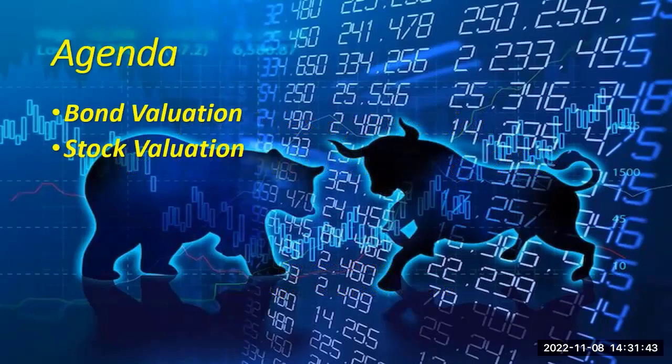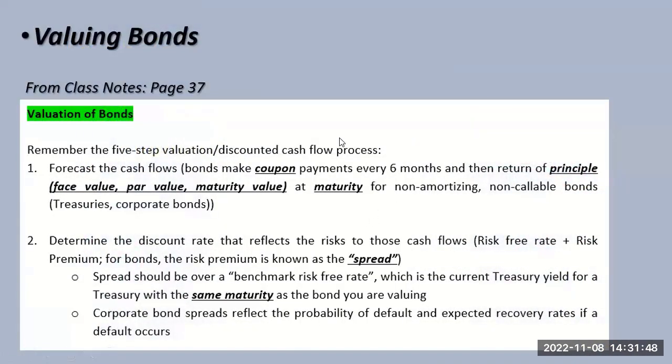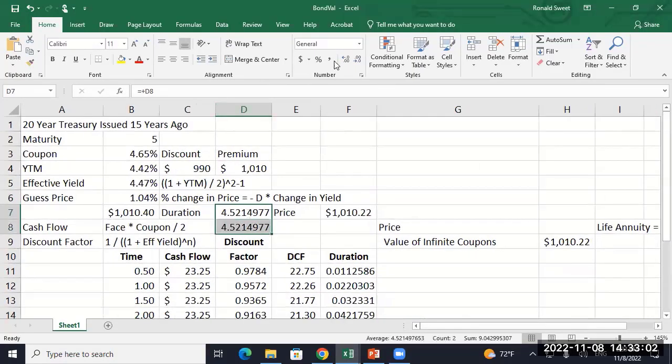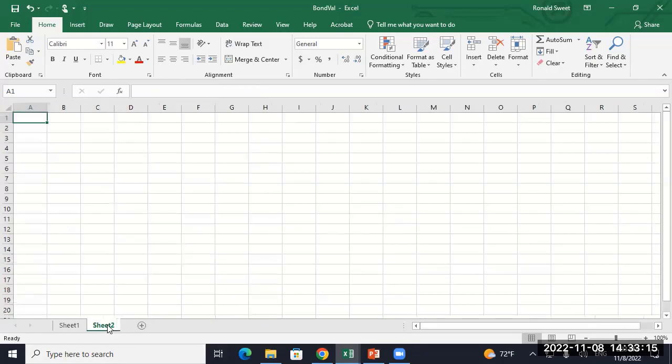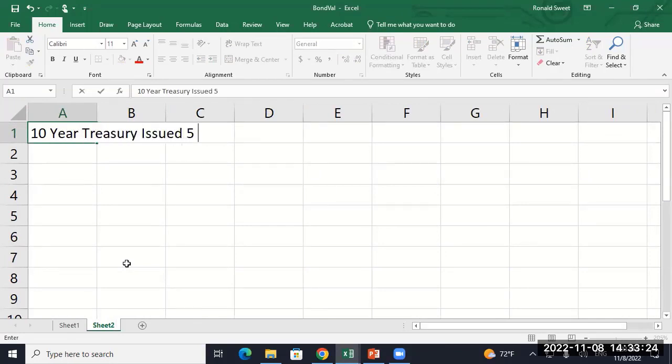So let's talk bond valuation. The best way to do bond valuation is just to do it. All right, so last class we did a 5-year bond, and we did a treasury, so there's no spread. Let's do another treasury just for practice. So let's do a 10-year treasury issued 5 years ago. So it's essentially another 5-year treasury.